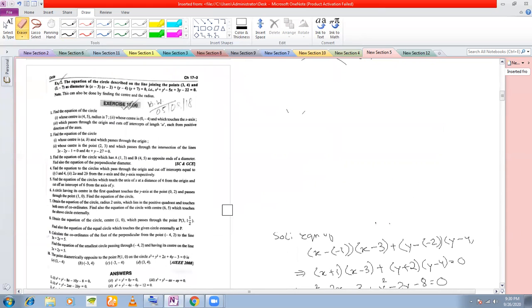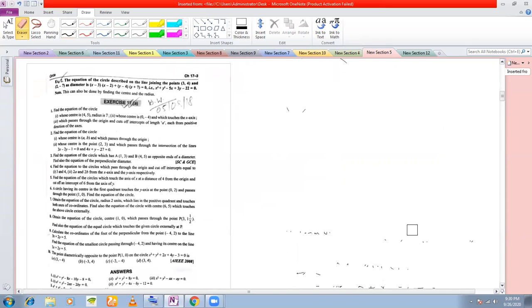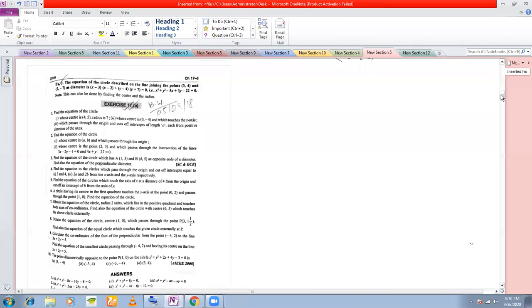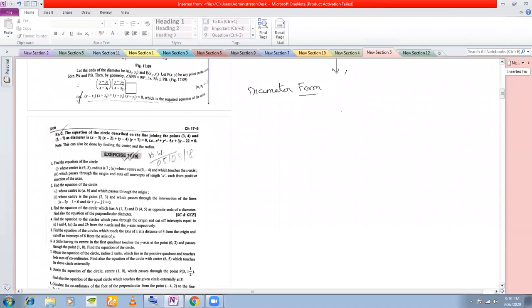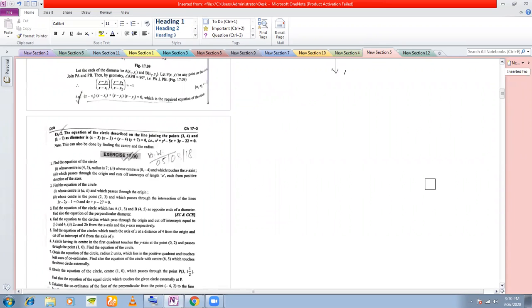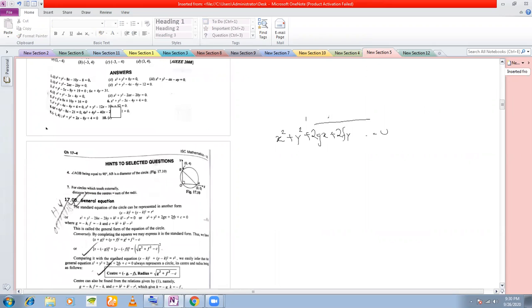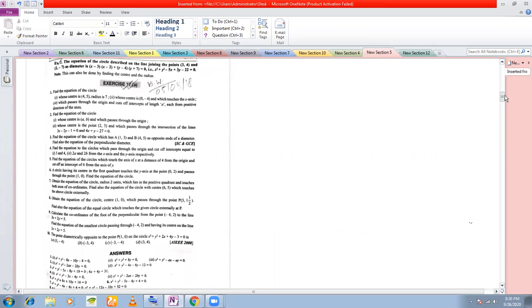Now if you don't know, the tangency part of the circles has been removed from your syllabus. So you don't have equations of tangents and all that to the circle. That has been removed from your syllabus. So whatever I will be doing for the first term in circles, that would be enough for you.